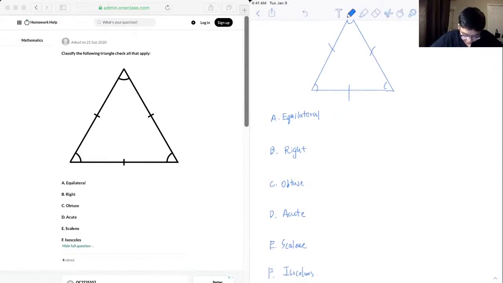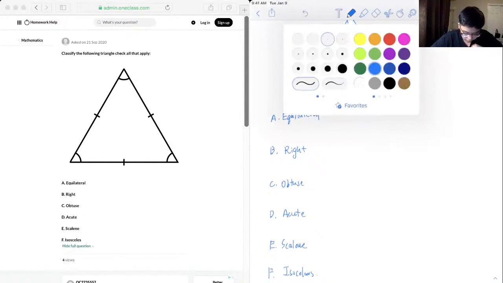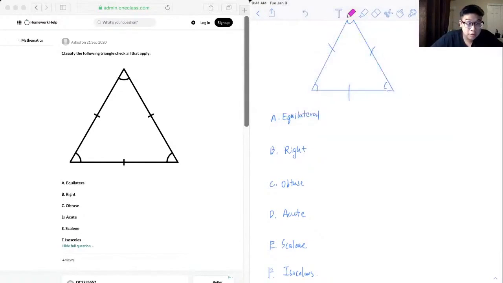So first, let's go through each. From the figure, we can see that all three sides of the triangle have the same length, and all three of these angles are equal. So first, it follows the rules of equilateral. Okay, so check A.